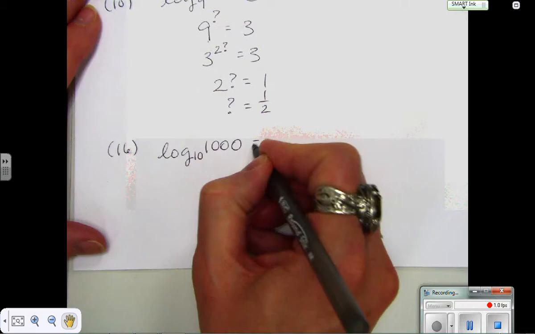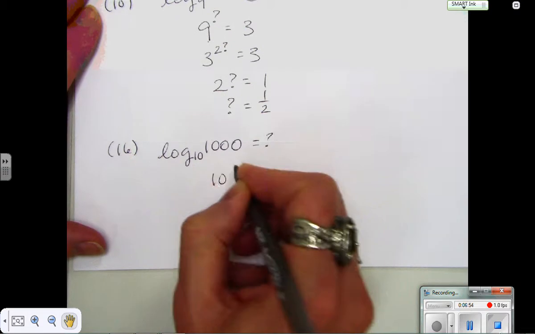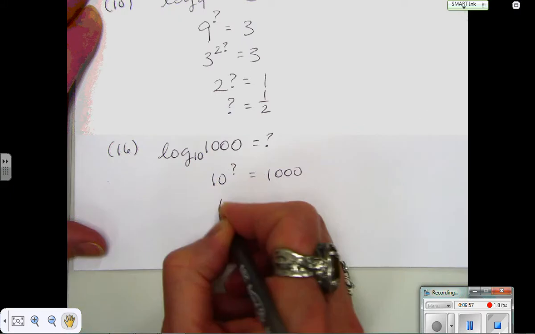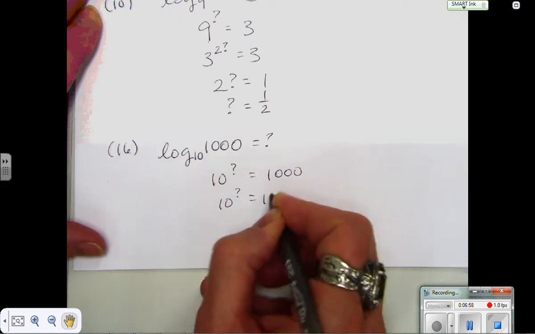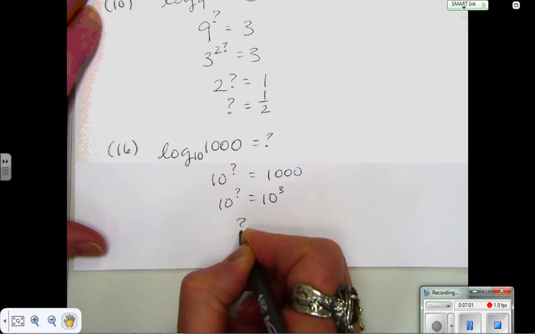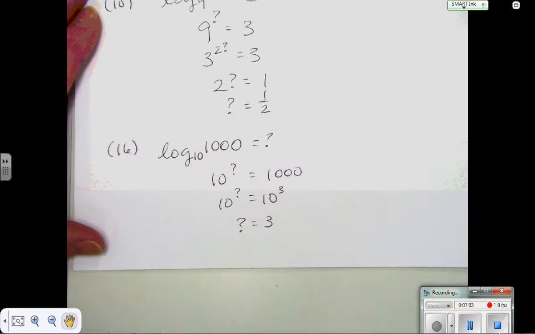So 10 to what power equals 1,000? 10 to what power equals 10 to the third? So the exponent has to be a 3. Any questions?